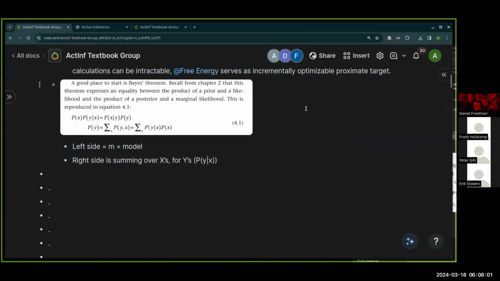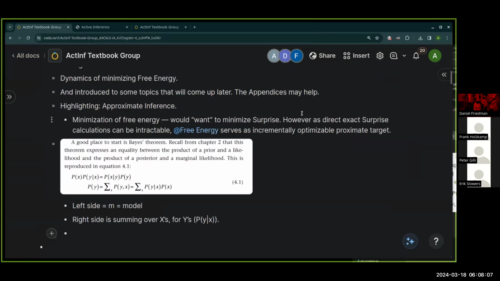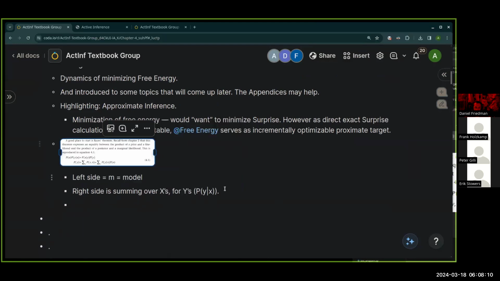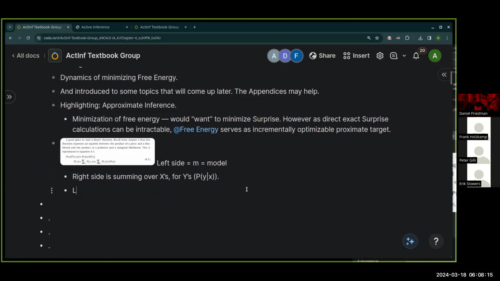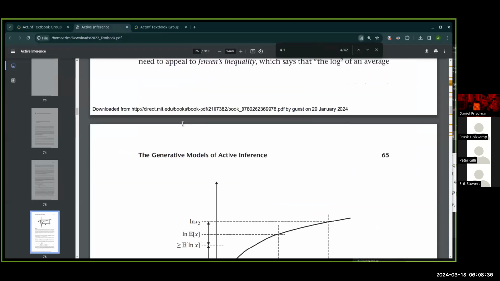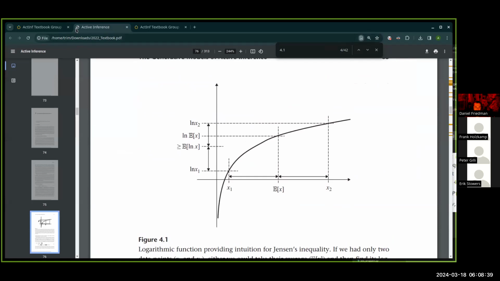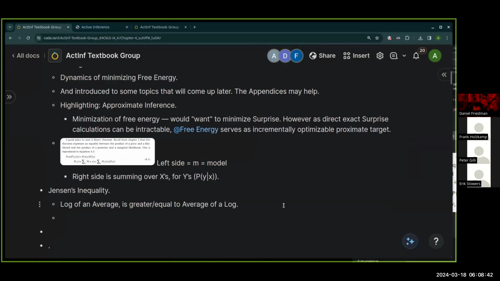As far as rendering everything tractable, we also exploit something called Jensen's inequality. Put in simple terms, Jensen's inequality says the log of an average is always greater than or equal to the average of a log. So we can exploit that and rewrite Bayes' theorem using logs. And we use a different notation rather than a capital P that might be used to denote an exact distribution. We can use a Q, which denotes an approximate distribution, and replace that in there.